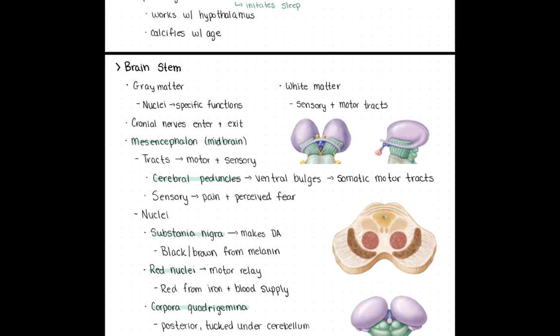All right, guys, so this is the last video for the chapter on the brain. Last time we finished by talking about the diencephalon, so the thalamus, the hypothalamus, and the epithalamus. Now we're going to move on to the brainstem. The brainstem sits just below the diencephalon.